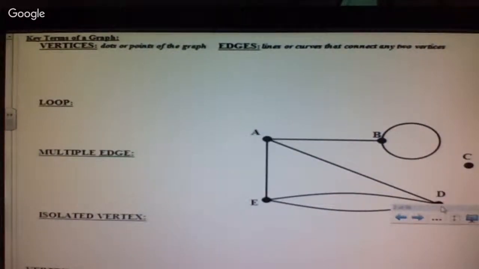Okay, so our graph is going to consist of vertices. These are the dots or points that are on your graph. Okay, so if you take a look at this graph, give me a dot. What's on the graph? A. So you have vertex A. What other vertices do I have? B, E, D, C. Okay, there are 5 vertices on this graph.